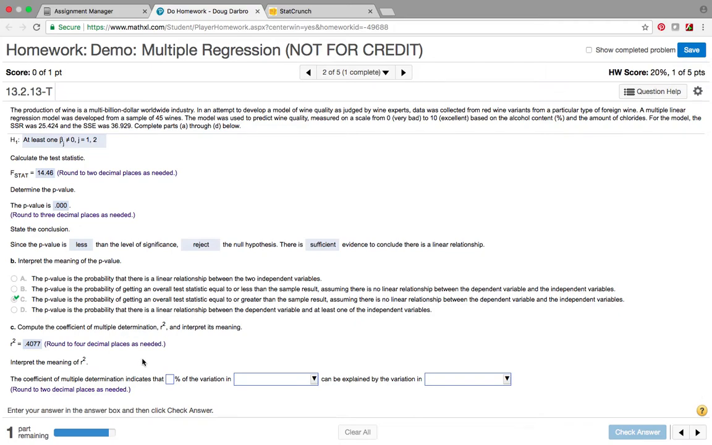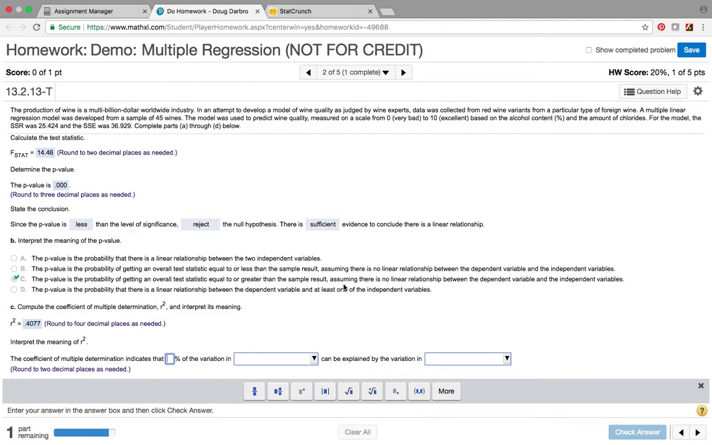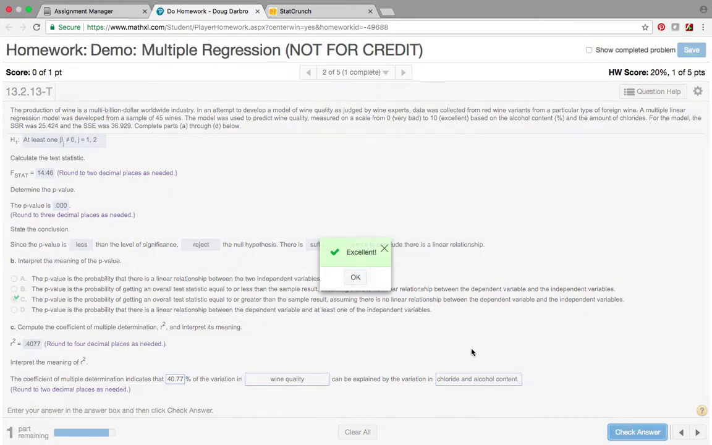So the meaning of r squared, the coefficient, indicates that 40.77% of the variation in our y, which is wine quality, can be explained by the variation in chloride and alcohol content.